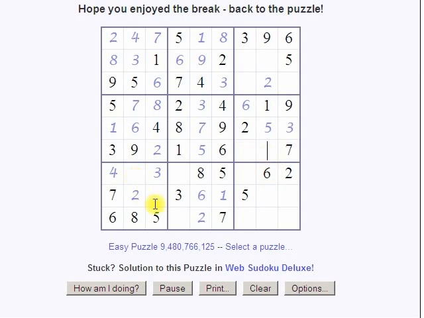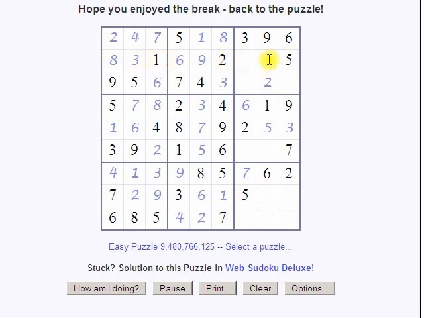This 4 and 8. These 2 numbers must be 1 and 9, but 1 is here, so this must be 9. This must be 1. These 2 remaining numbers must be 7 and 9. We already have 7 here, so this must be 9. This must be 7. This number must be 4.